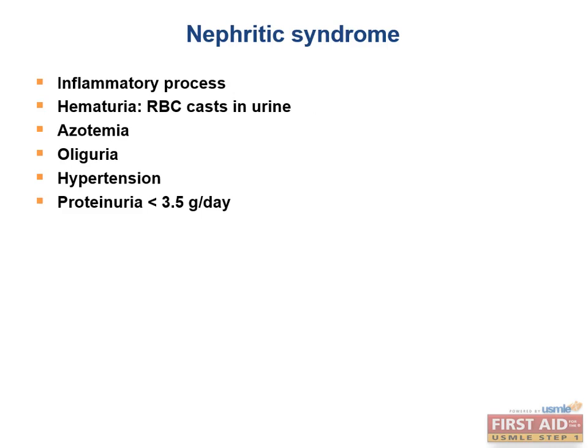Now let's move on to nephritic syndrome. The most important thing to know about nephritic syndrome is that it's an inflammatory process. For whatever reason, something is leading to inflammation within the kidney itself. Typical presenting symptoms include hematuria with RBC casts, as well as azotemia, oliguria, and hypertension. The hypertension is due to the inability to excrete salt. And we'll also see proteinuria, but less than 3.5 grams per day.